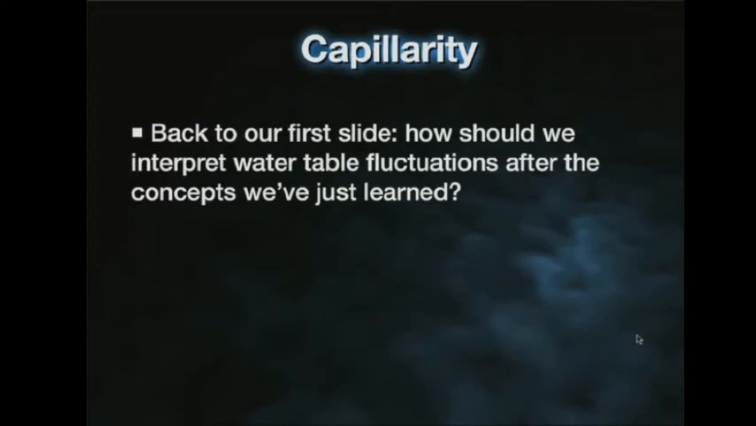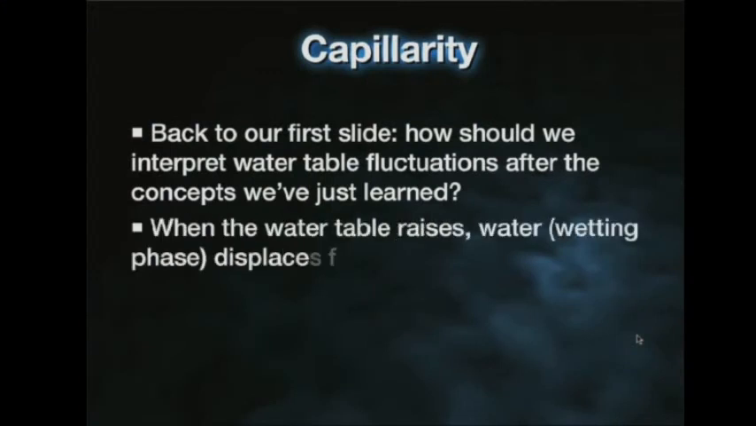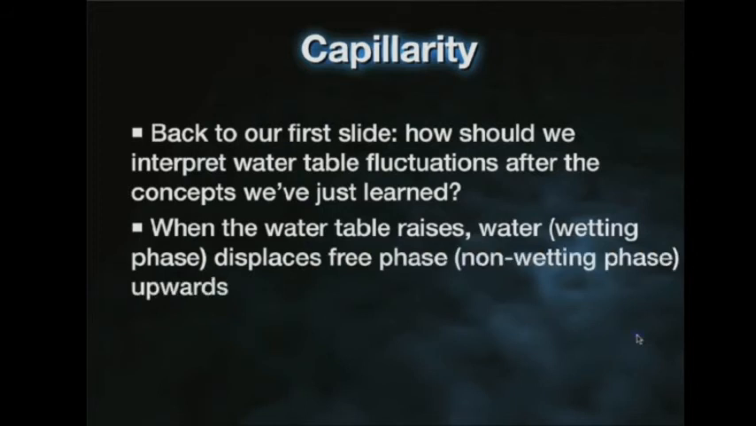Okay? When you think on our first slide on our very first class, when we have water table fluctuations, well, now we have to understand that when the water table rises, it goes up, the water tends to displace air or displace the free phase. Since free phase is non-wetting, it goes upwards and it displaces the wetting phase. We're going to see this in detail in our next class. Thanks.